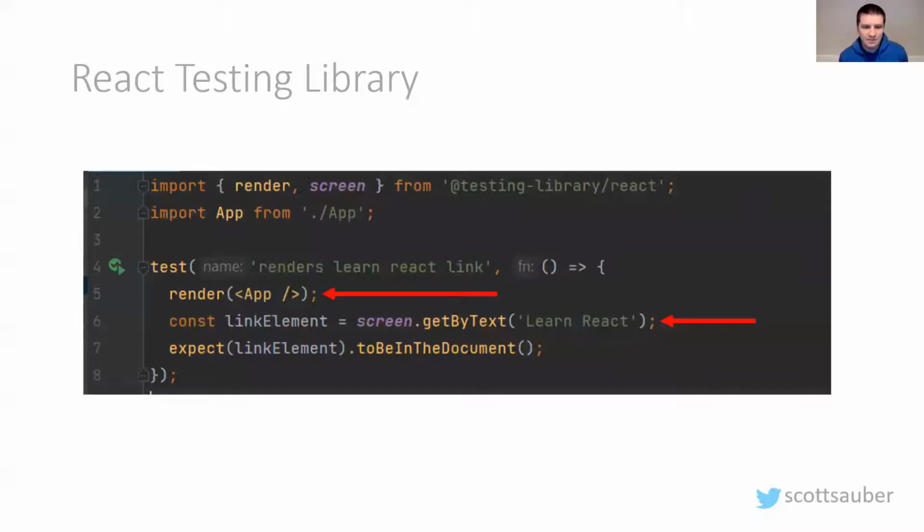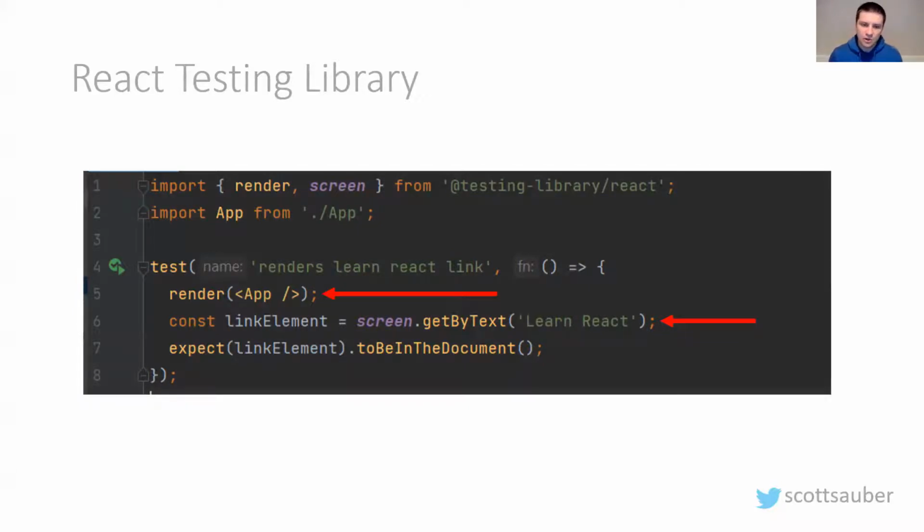So that's where lines 5 and 6 come in here on this hello world example. That render function, where it's rendering the app component, is coming from React Testing Library. And then you can see there on line 6 where it says screen.getByText, and I'm searching for the text learn React. And then on line 7, expecting that to be in the document. So screen.getByText is a DOM query that's coming out of React Testing Library.